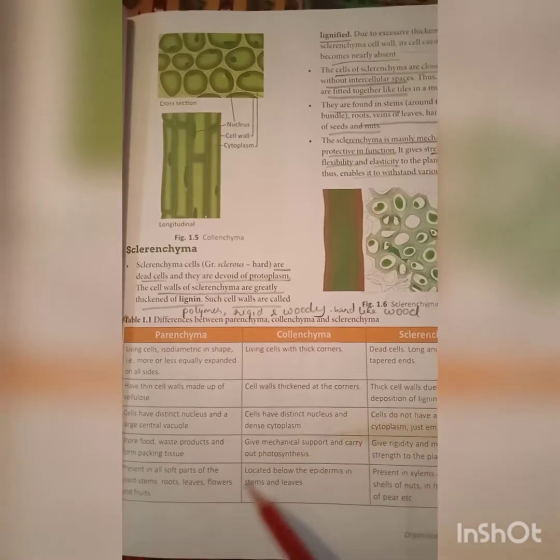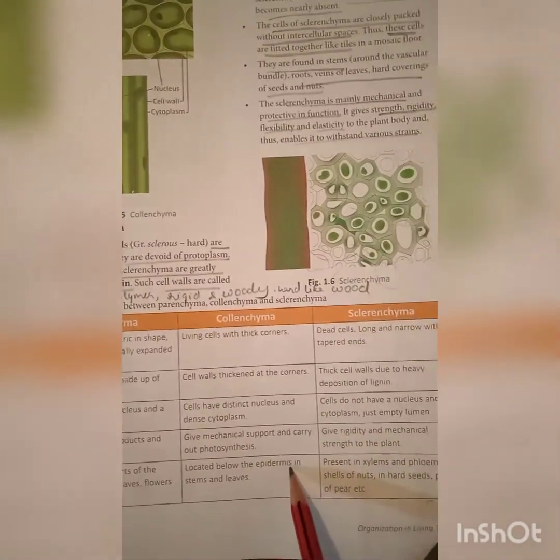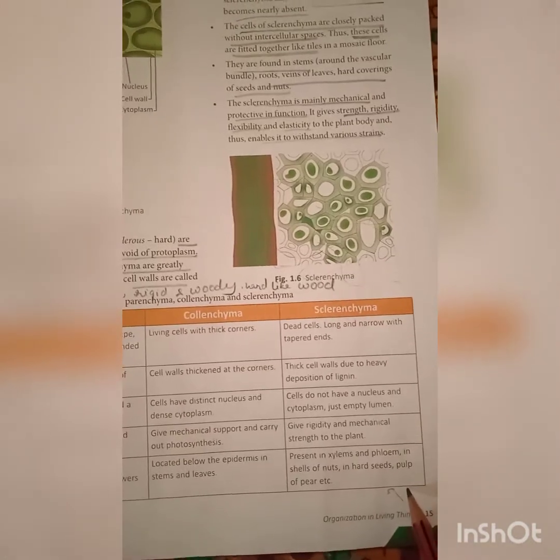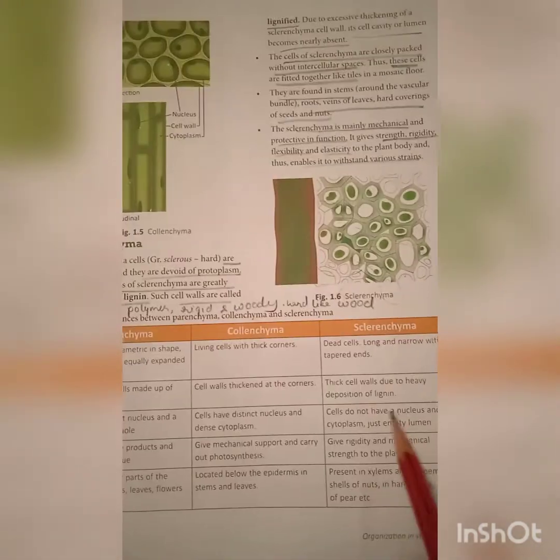Parenchyma is found in all the soft parts of plants: leaves, flowers, fruits. Collenchyma is located in the epidermis of stem and leaves. Sclerenchyma is present in the xylem and phloem, in the cells of nuts, in the hard covering of seeds, and in the pulp of pear. So this is the differentiation between parenchyma, collenchyma and sclerenchyma, children.